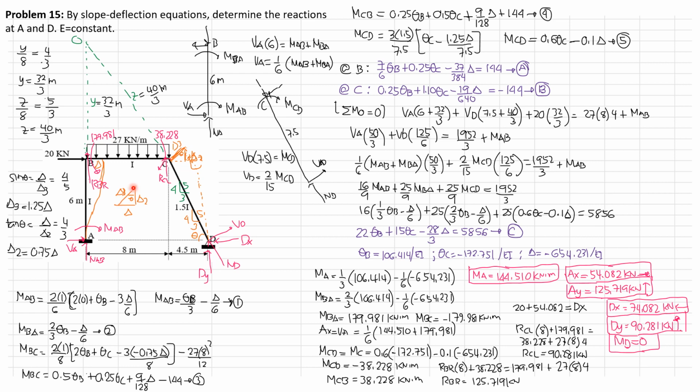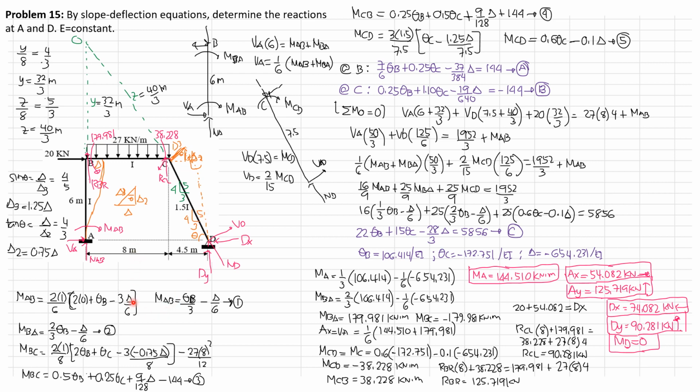vertical. So from the figure, 4.5 divided by 1.5 is 3. 6 meters divided by 1.5 is 4. So we can reduce this to 3, 4, 5. So opposite of theta is 4. Adjacent side of theta is 3 and the hypotenuse is 5.